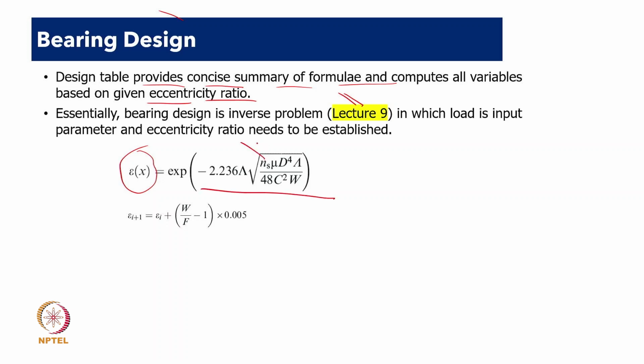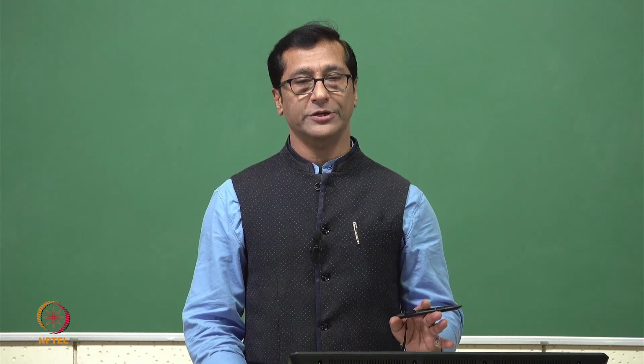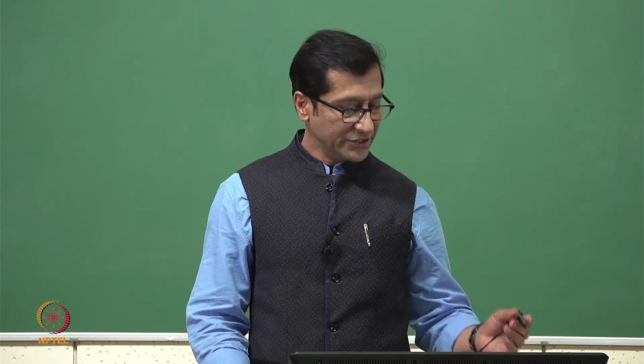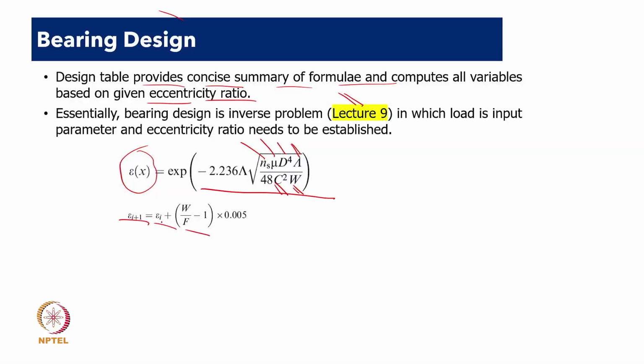So here is the rotational speed, here is the viscosity, and then the diameter, this L by D ratio, clearance and applied load. Now we know very well this eccentricity ratio will not be accurate. It is just an assumption, an initial guess. So we update this eccentricity ratio in every iteration.